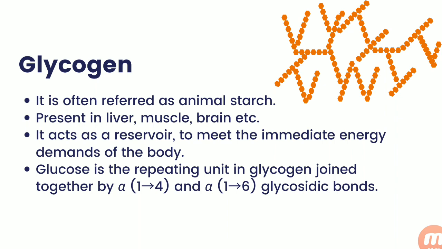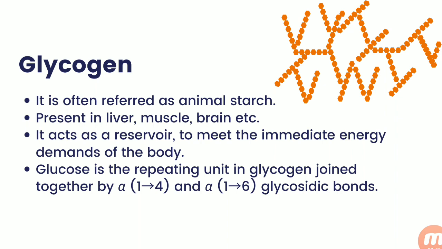Glycogen is a reservoir of carbohydrate in animals. That's why it is often referred to as animal starch. It is present in the liver in a very high concentration, and then in the muscle and in the brain. It is required to meet the immediate energy demands of the body.